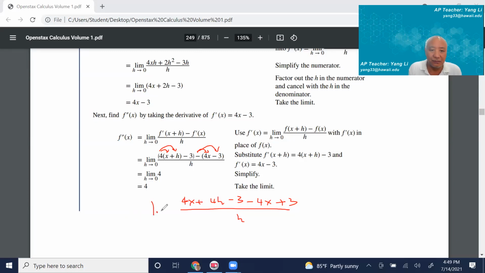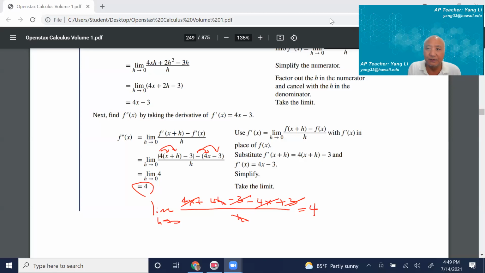So, h approaches 0. Cancel first. 4x minus 4x, negative 3 added by 3 cancel. This h cancel equals what? 4. So that's why they got this one. Okay? So this is the way we do this kind of question.